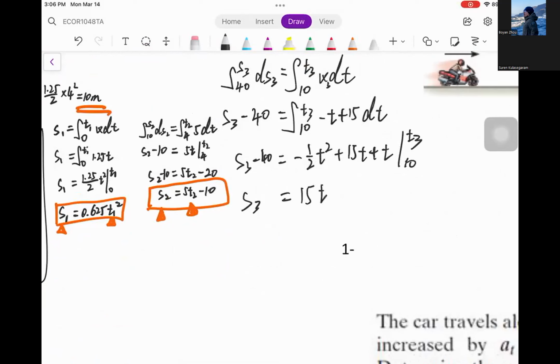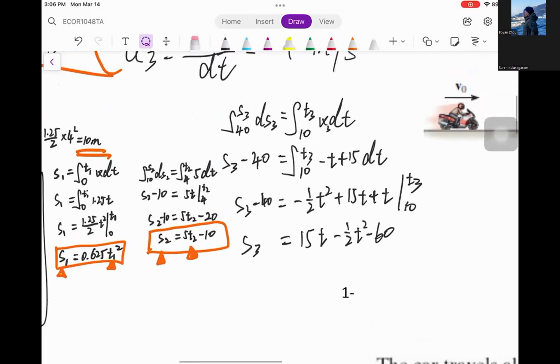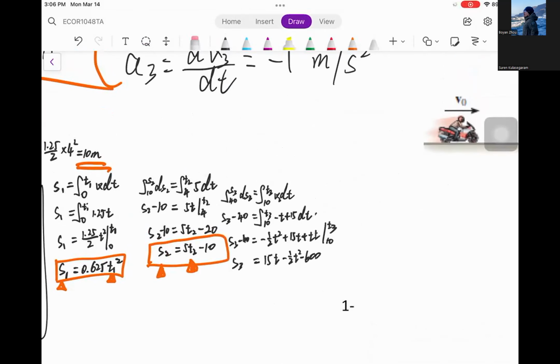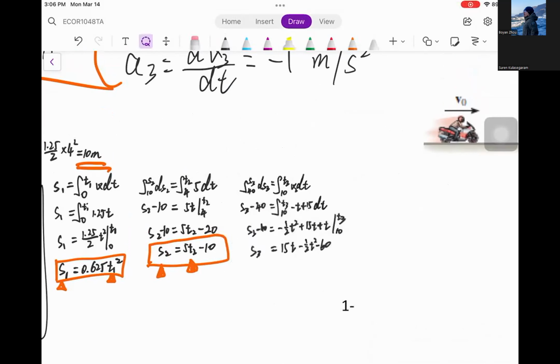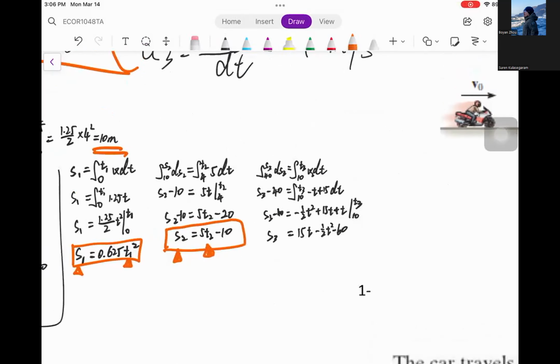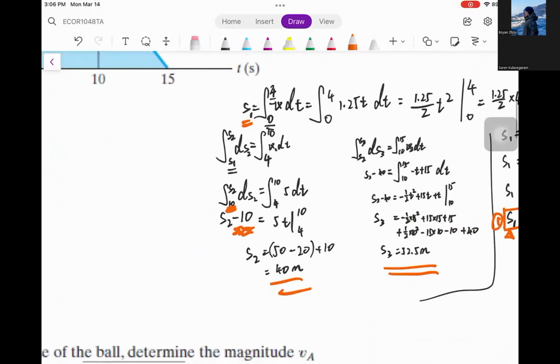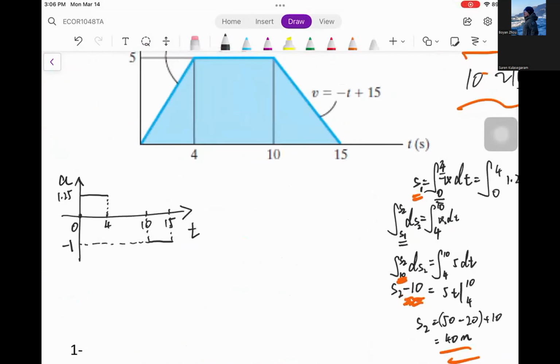It's going to be 15t minus 1 over 2t squared minus 60. And I'm going to make this one smaller. So that is the last equation for t and S3. So we have 1, 2, and 3 for the three time intervals. Then we can just draw the diagram.